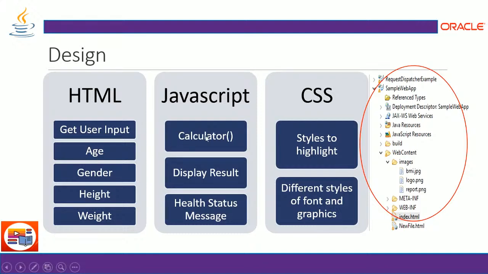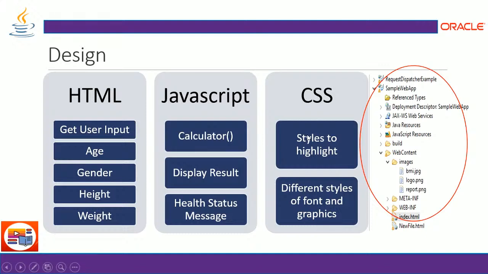JavaScript is actually going to calculate the BMI, taking the values from the input type tags in the HTML, and simply implement the formula for BMI, display the result and health status, and display the message. Since BMI is different for different genders and ages, that is another factor we are going to implement, so it's going to be a more precise and accurate report.